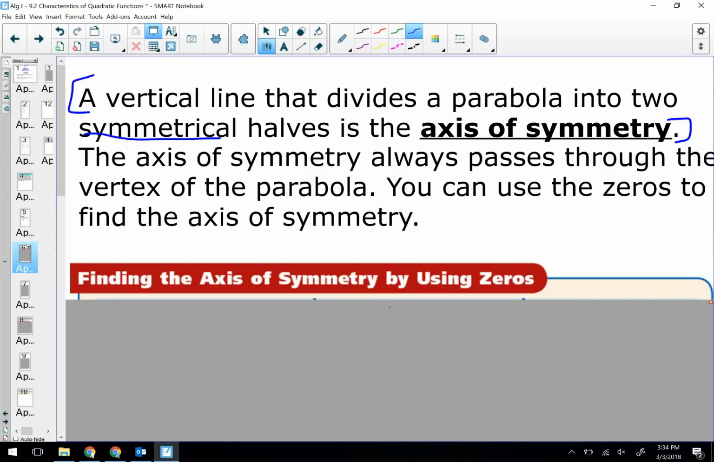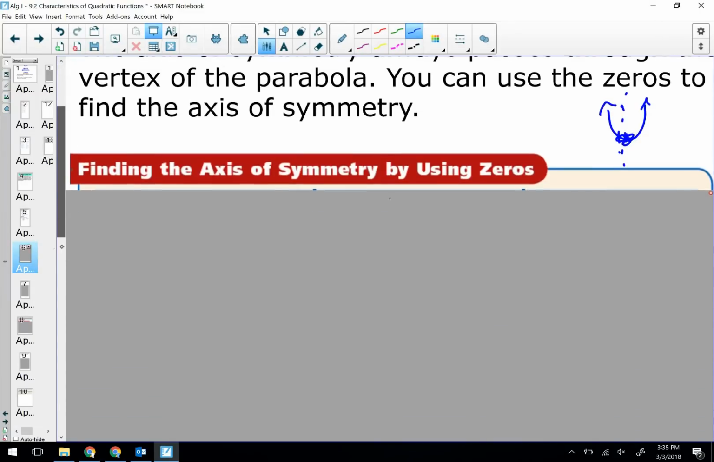The axis of symmetry always passes through the vertex of the parabola. So if I'm going to sketch one real quick here, that axis of symmetry that we usually draw as a dotted line should pass through that bottoming out point. That's a great drawing right there, isn't it? But you see what I'm getting at. If it's going to cleanly divide it into two, then it has to pass right through that vertex, that exact point in the middle of that graph.